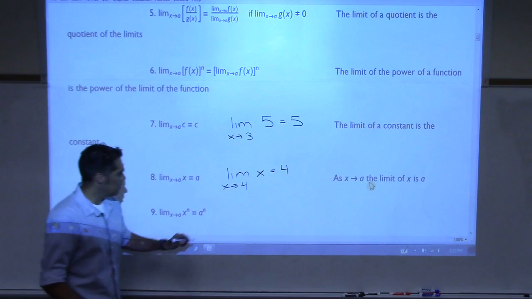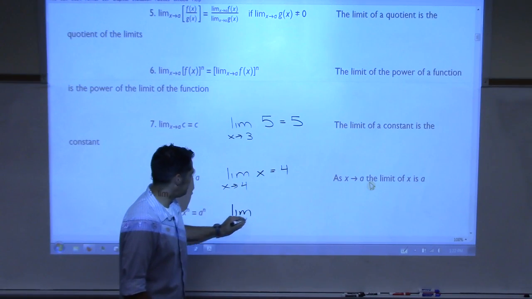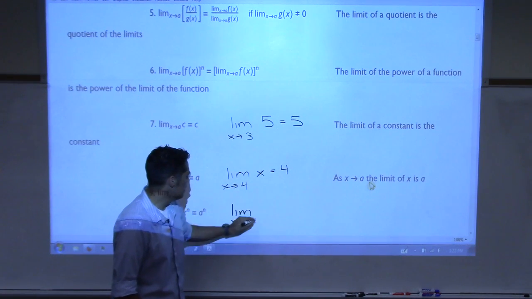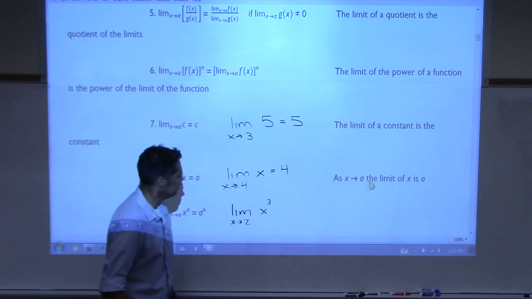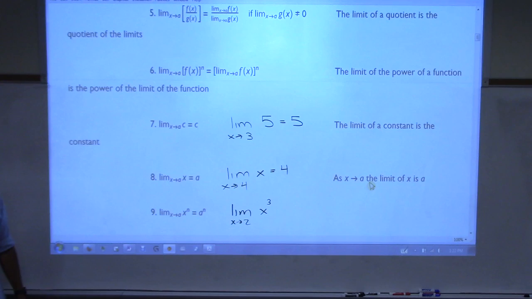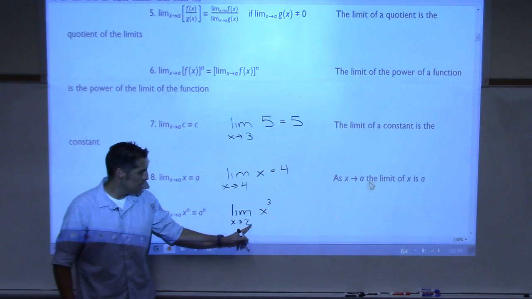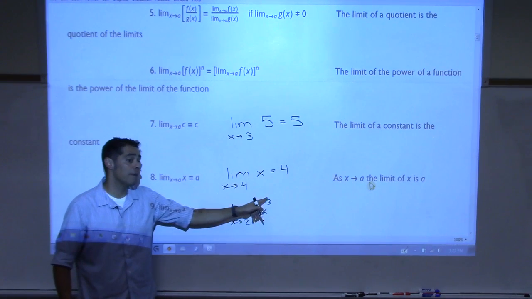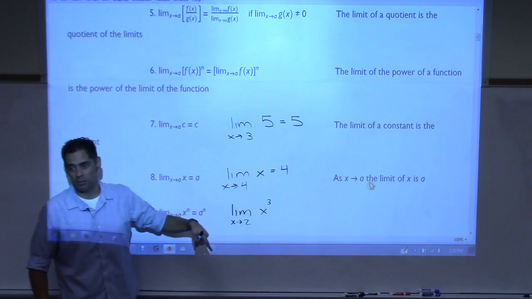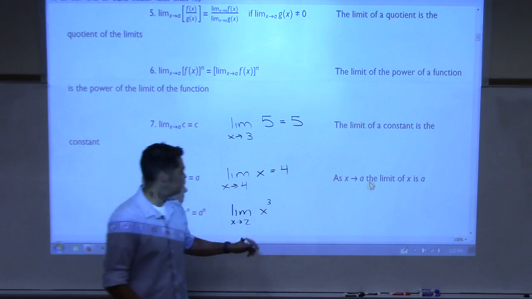And then this one would look something like this. What's the limit as x goes to 2 of x to the third power? Well, what's this headed to? 2 to the third power. 2 times 2 times 2. So that should be headed to 8, right?